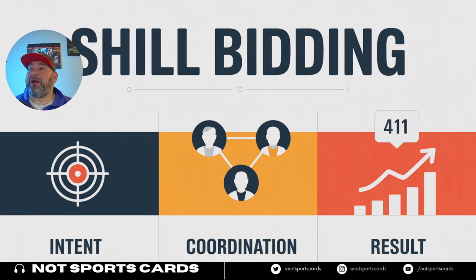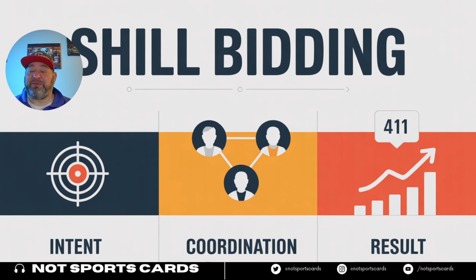When I look at shill bidding, I look at three things: intent, coordination, and result. Intent means, what are you trying to do? Because to determine whether something is shilled or just a bid involved in some sort of informed decision or loose connection, obviously all this falls into the gray area. The question is, where is the line? But intent: are you trying to create a fake comp? That clearly is shilling. If you're trying to manipulate the market and create an irregular price, that is shilling.